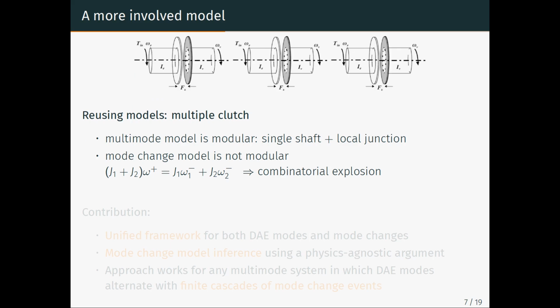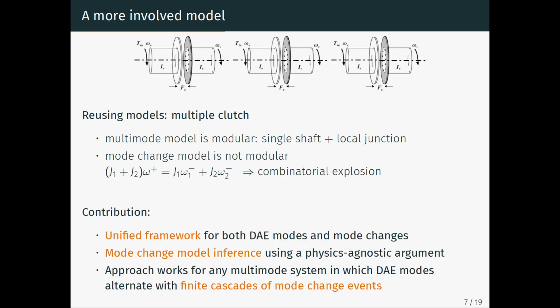Indeed, let us imagine a model of a multiple clutch. The model itself is easy to design in Modelica by instantiating several shaft components and local junctions. However, there is a combinatorial explosion of mode change models, as every possible engagement of two or several shafts has to be considered. As such, our approach was designed with the idea that mode change laws should be inferred by the compiler using a physics-agnostic process, and that both this analysis and the structural analysis of the modes themselves should be carried out in a unified framework.